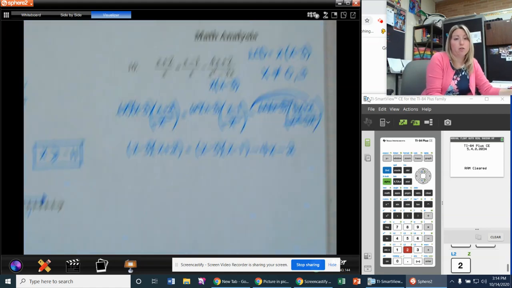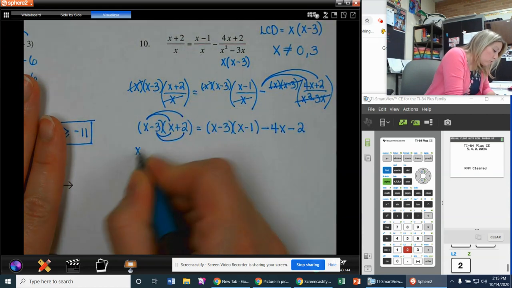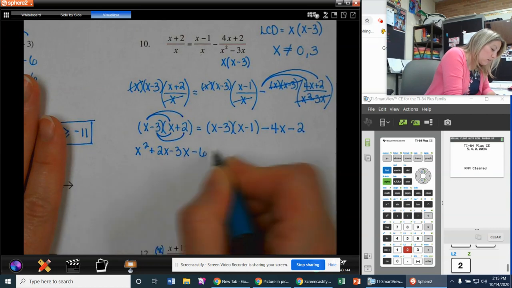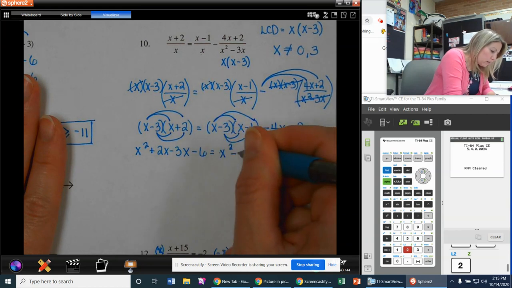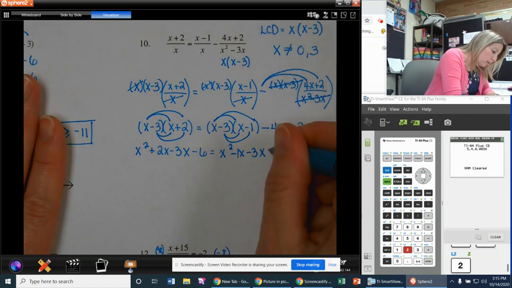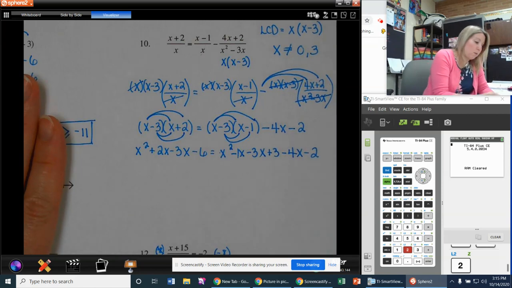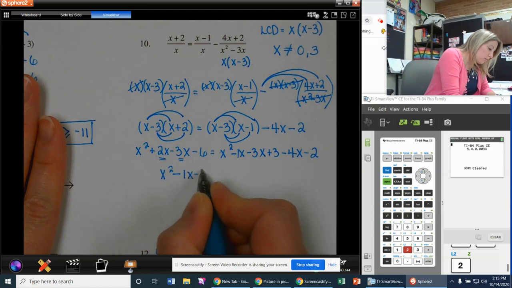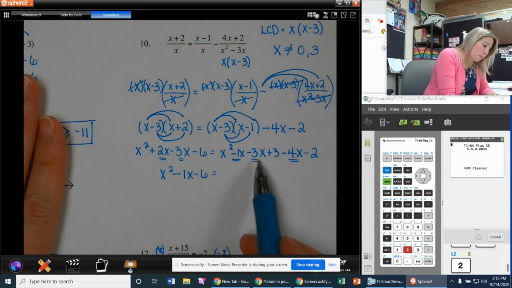So now we're going to FOIL on each side. X squared plus 2x minus 3x minus 6 equals, let's FOIL again, x squared minus x minus 3x. Here, I'll put a 1 in front of that since that makes most of you feel better. Plus 3 minus 4x minus 2. Just brought those guys down. We'll combine like terms on the same side. X squared minus 1x minus 6. And, oh boy, oh boy, oh boy. Minus 8.